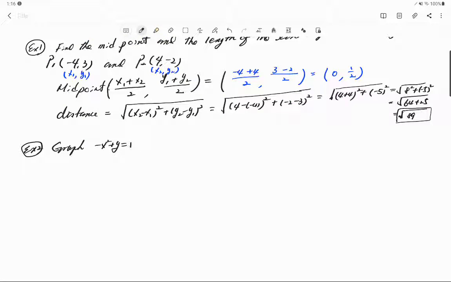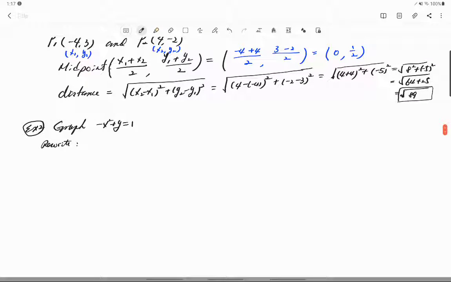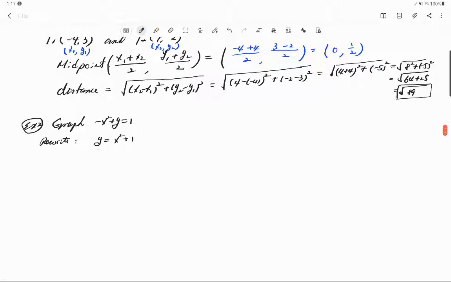Okay, next example is to graph an equation. So negative x squared plus y equals 1. When we graph an equation, the graph is the collection of all points that make the equation true. So let's rewrite it. First, rewrite the equation so that y is on the left hand side. So move negative x squared to the other side, plus x squared on each side. So we have y equals x squared plus 1.